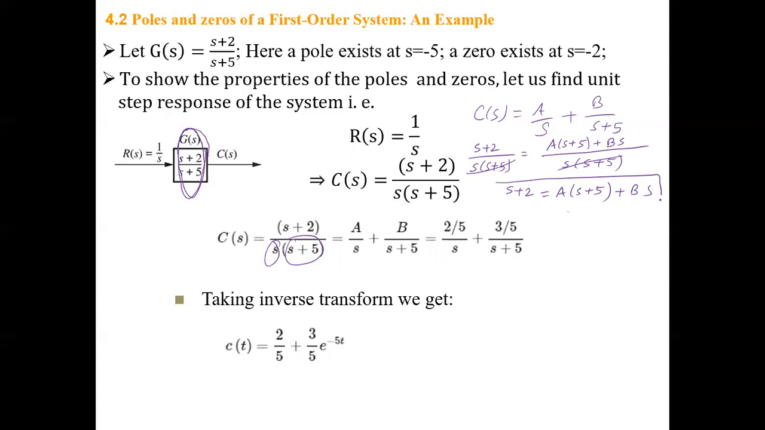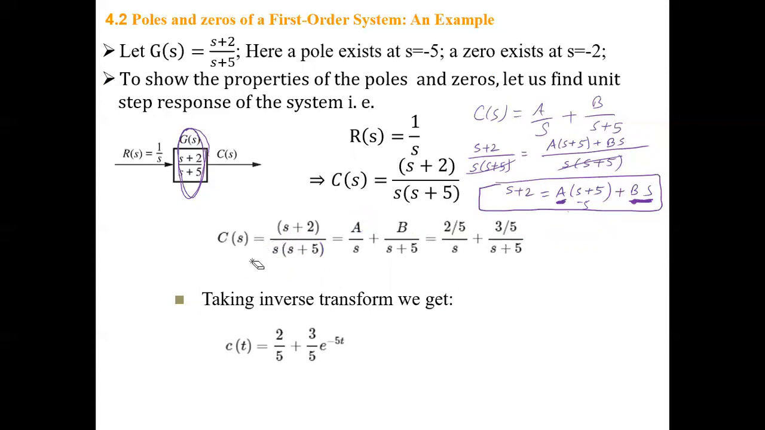Now you have this. How do you determine A and B from here? When S equals 0, what do you get? This term is 0, so 2 equals A times 5. So A equals 2 over 5. See that? A equals 2 over 5. Similarly, you get B equals 3 over 5. If you do the same thing again with S equals minus 5, then you get 3/5 here. So this is how you do the partial fraction, right?